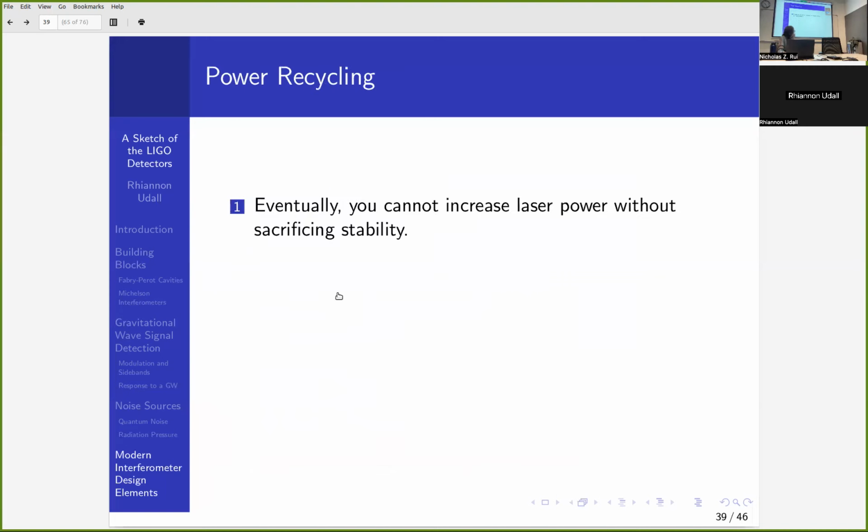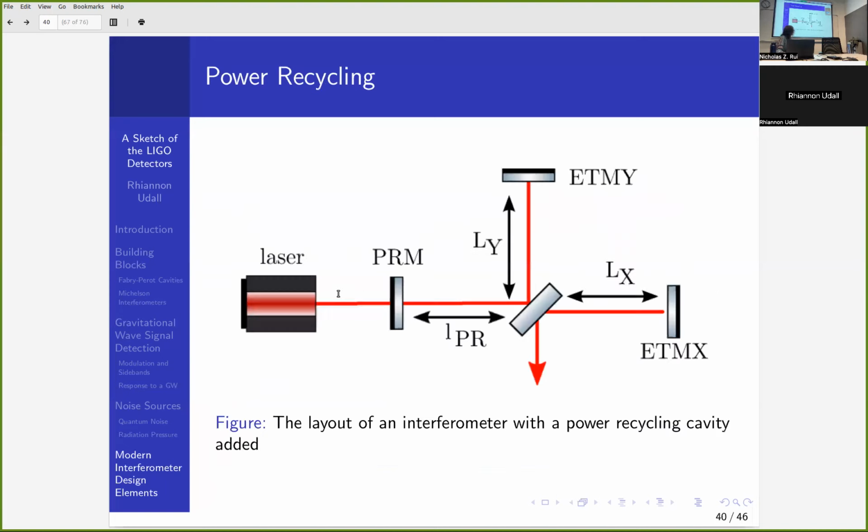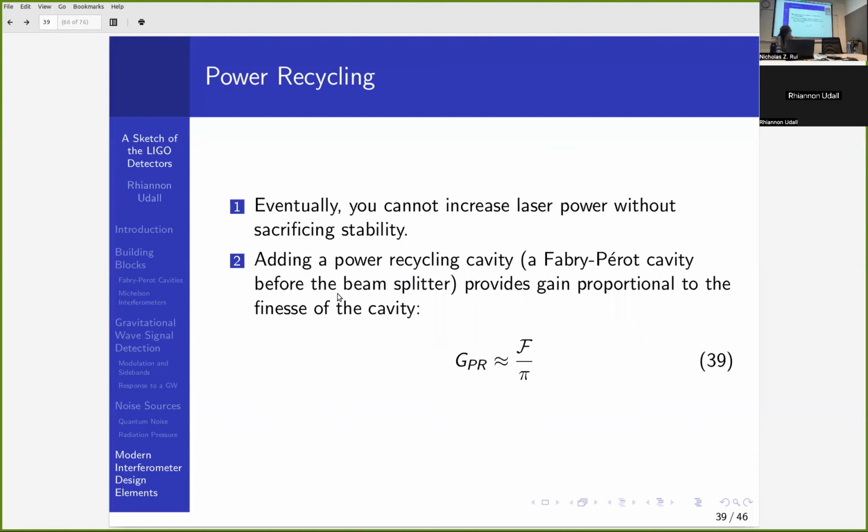The first one is that you want a lot of power for the reasons we just laid out, but you can't really increase laser power arbitrarily without sacrificing stability. So the solution to this is to introduce what is called a power recycling cavity. Kind of simplistically, you're basically just catching the field that you would lose to the symmetric port. You're just kind of putting a mirror there to reinsert it. So this produces a Fabry-Perot cavity, and you get a gain in the power proportional to the finesse. So putting up a very high finesse Fabry-Perot cavity in, more power.